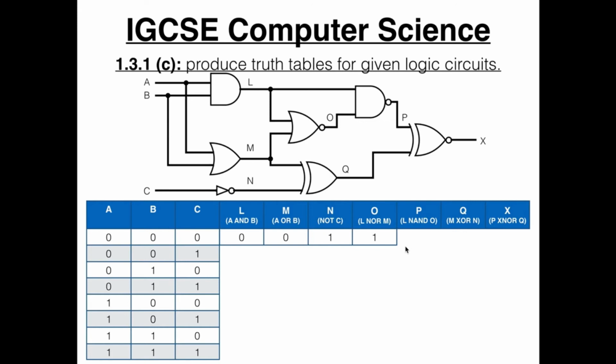L NAND O must be 1, because in an AND gate, this would be 0. M XOR N, this must be 1, because there's only one 1 in the input. P XNOR Q must be 1, because an XOR gate would output 0. So you get the idea, pretty much.